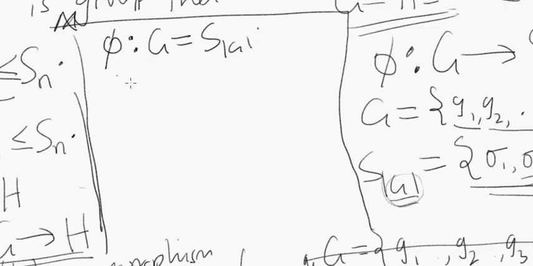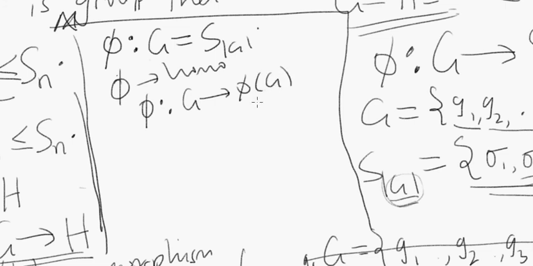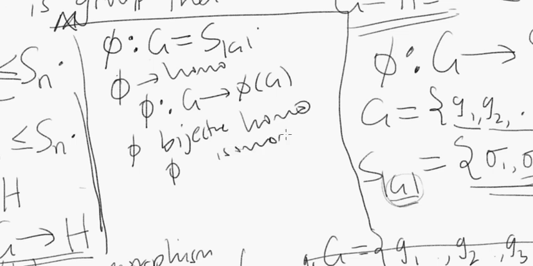We showed that phi is a homomorphism. We know phi is already a homomorphism. We know that phi is injective. We just proved that. We know that phi is surjective onto phi of G. So phi then is a bijective homomorphism, which means that phi is an isomorphism, which means that G is isomorphic to phi of G.